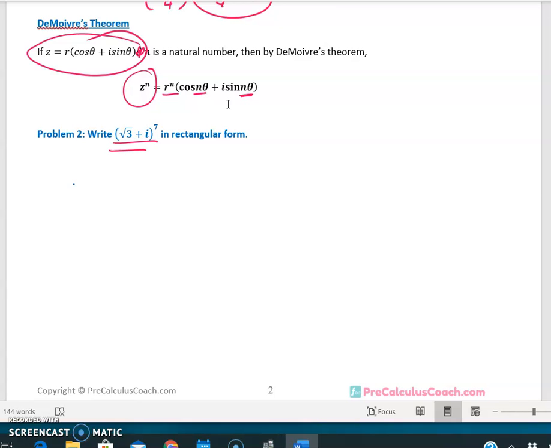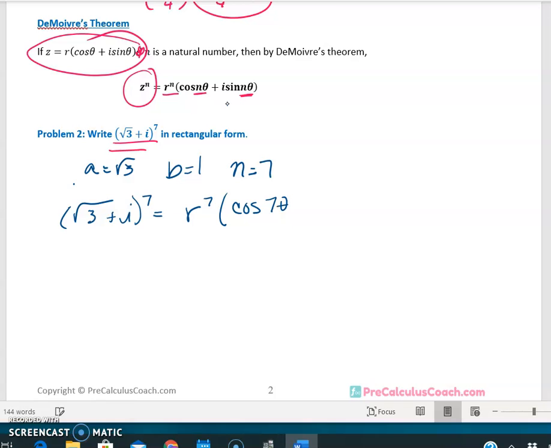All right, so my a is square root of 3. My b, because this is just i, would be 1 then. And my n, to use in the theorem, is 7. So that means the square root of 3 plus i to the 7th is equal to r to the 7th times cosine of 7 theta plus i sine of 7 theta.